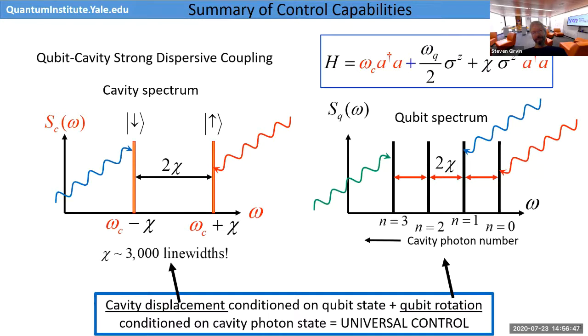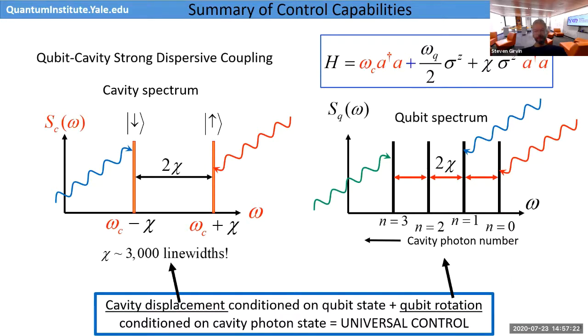There's a peculiar square root of N, the number of photons, in the splitting as you go up. So there are pairs of states, and the splitting rises with the square root of the photon number. So it's quite an interesting regime, and that was the first experiment we did to see the coherent coupling, called the vacuum Rabi splitting.